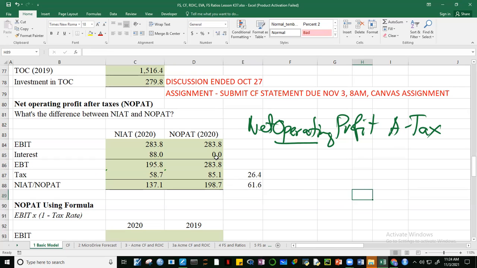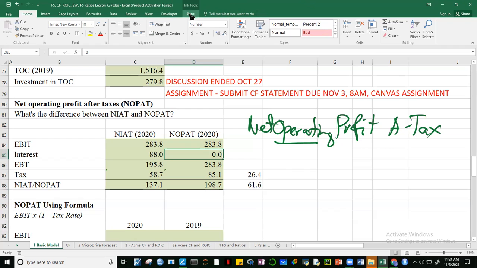Now, my question is, we did not charge NOPAT with interest. So we might be tempted to think that NOPAT should be greater than net income after tax by 88, in this case 88 million, because of the interest expense that was not charged to it. Now, that's not the case, guys. That's not the case. So what happened here?